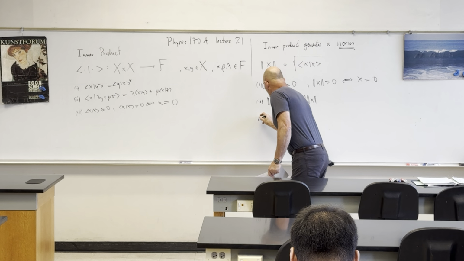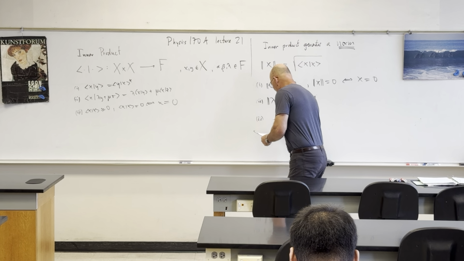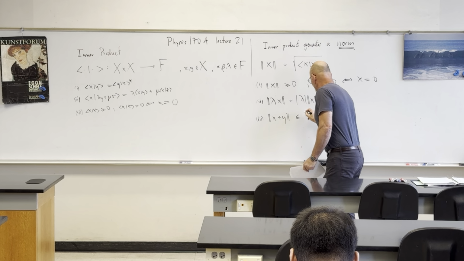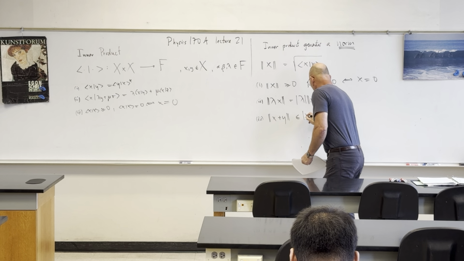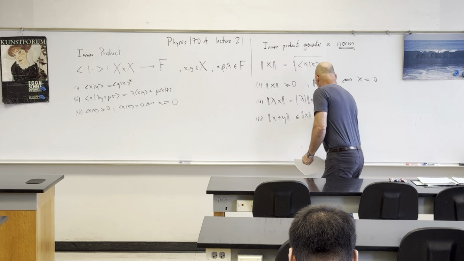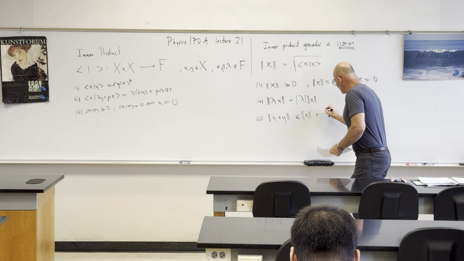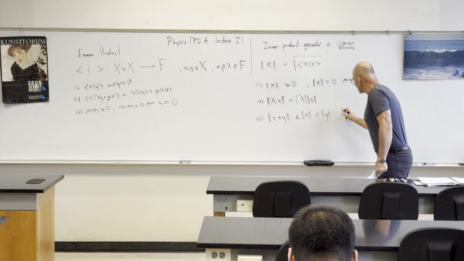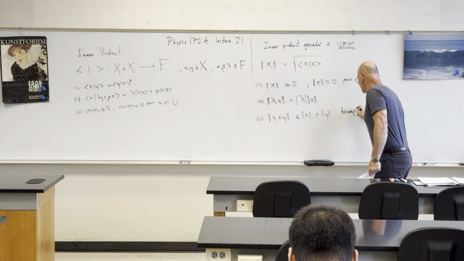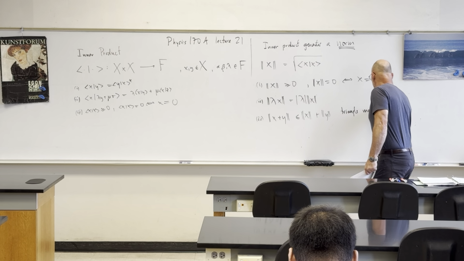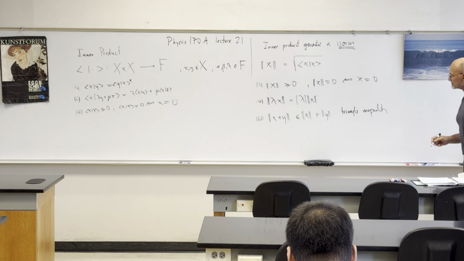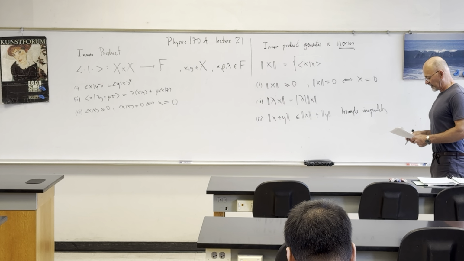And the third property is called the triangle inequality. So the norm of a sum is less than or equal to the sum of the individual norms. This is something we have with numbers. And so we'll know this triangle inequality. Good.